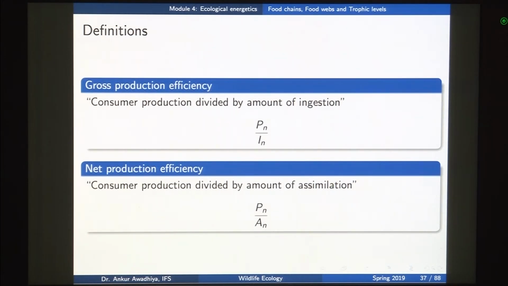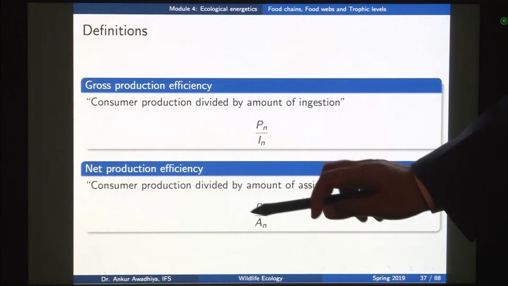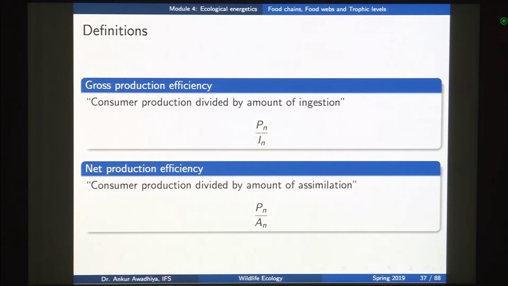Next we have the gross production efficiency. Gross production efficiency is the consumer production divided by the amount of ingestion. So, let us first look at the net production efficiency. Net production efficiency is the consumer production divided by the amount of assimilation. So, once you have assimilated say 100 grams out of the 1 kg that you had ingested, out of that 100 grams, how much is the amount that you are using for production in your own body. That production could be in the form of increase in the weight of your own body or in the form of more offsprings and their increase in weight.